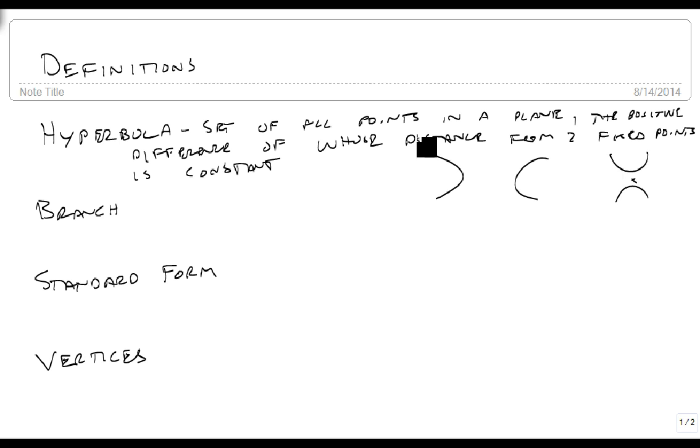Each piece is called a branch. So this is a branch and this is a branch. It's a part of a hyperbola. And every hyperbola has two branches.